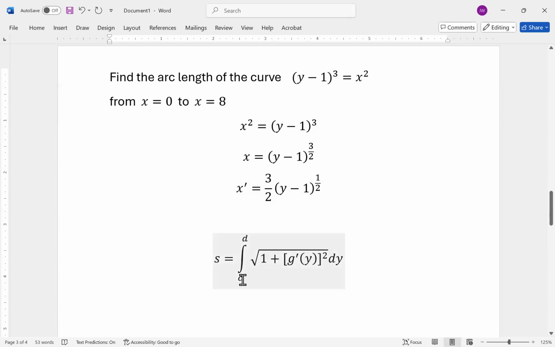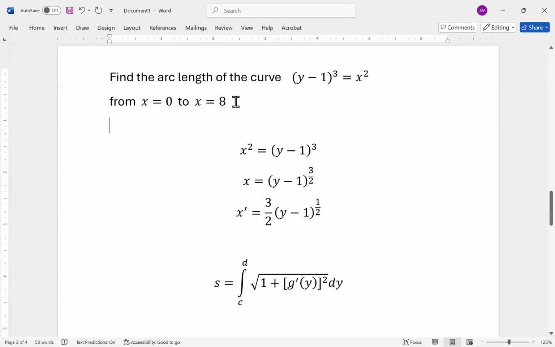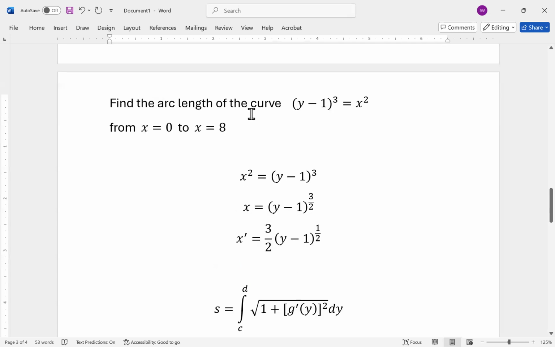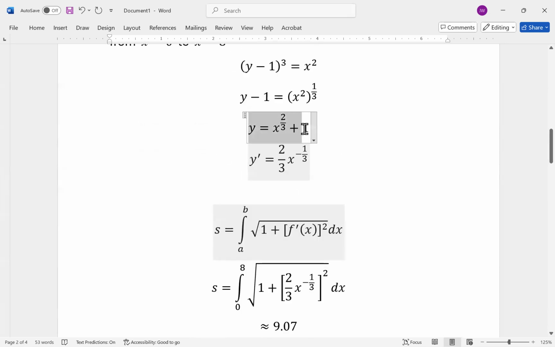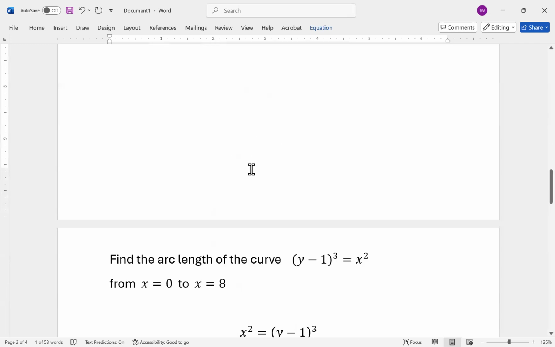I have to be very careful about the bounds. Here I'm given x value bounds. X goes from 0 to 8. Well, if x goes from 0 to 8, what does y go to? It's probably easiest to use this equation in order to figure out what the y bounds are instead of my original equation.